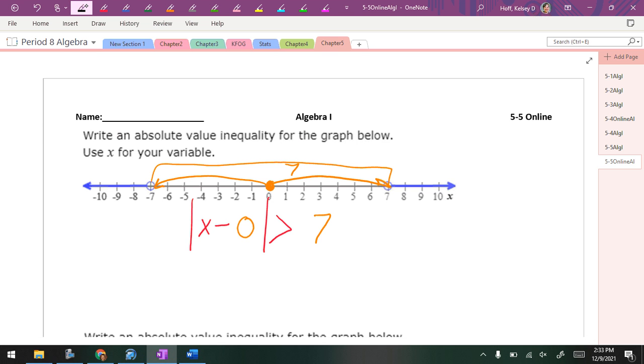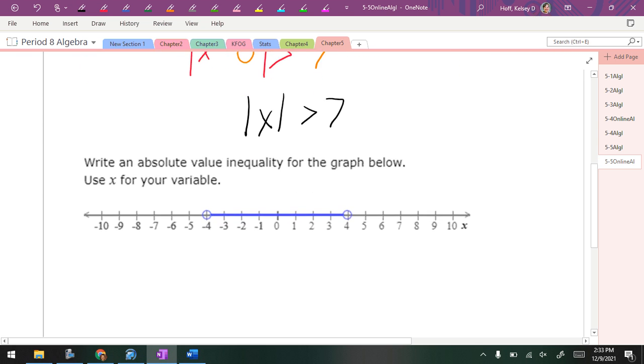Now, if you type that into Alex, it's going to pop up and say that even though you're correct, you really don't have to write subtracting 0. So if you wrote the absolute value of x is greater than 7, that is also correct. But I will not dock you if you write x minus 0 either.